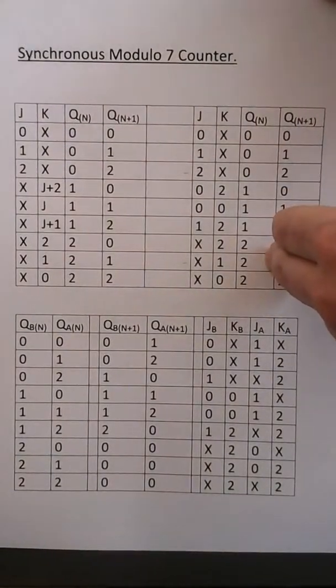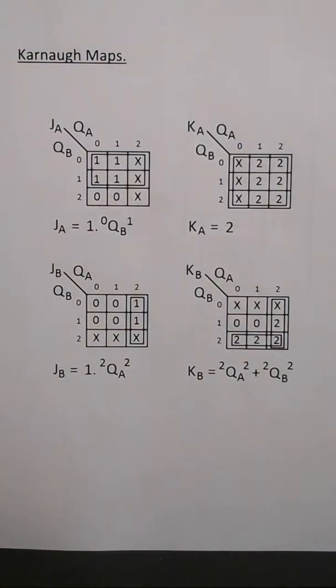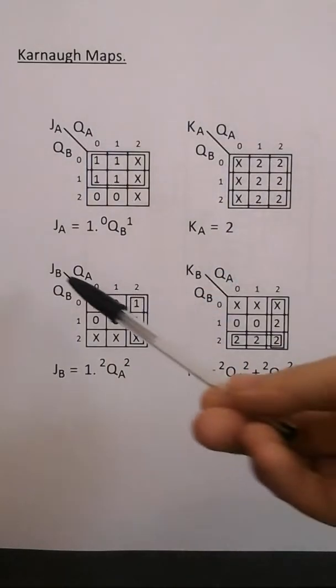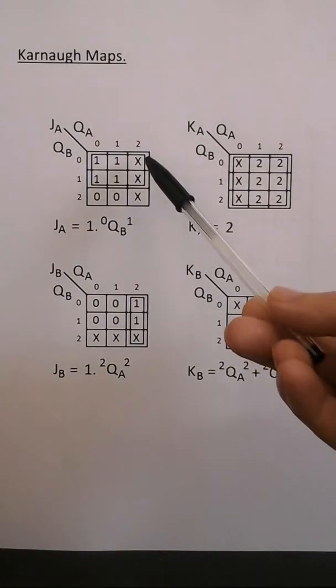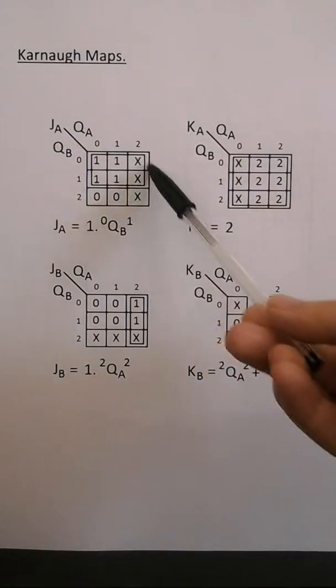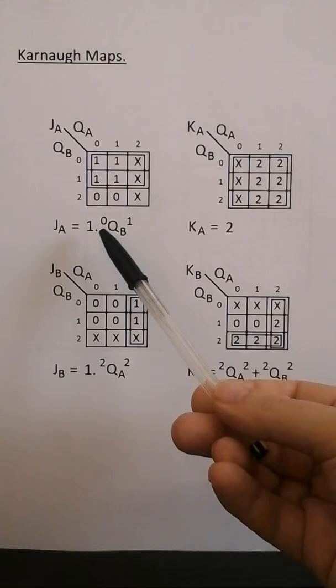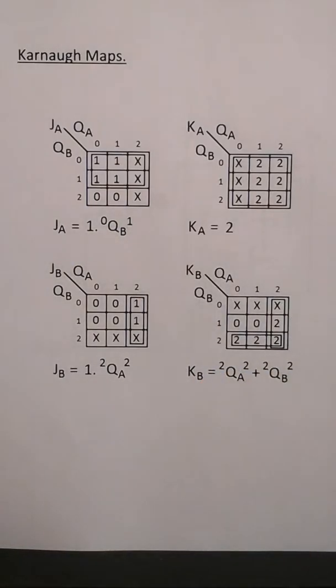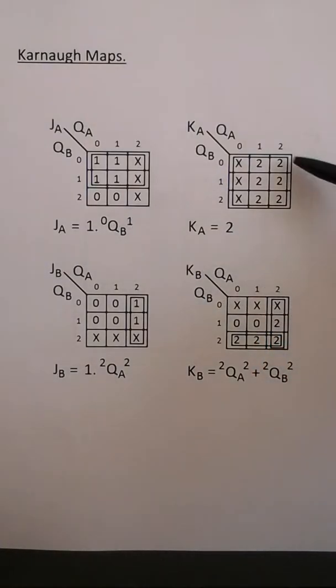Okay, now we'll go straight to the Karnaugh maps. This is JA, KA, JB and KB. These are the inputs J and K to the flip-flops QA and QB. And here I've looped this group of 6 ones, which is the minimum of QB, 0, 1. And for K, I've looped the whole map, so KA equals 2.